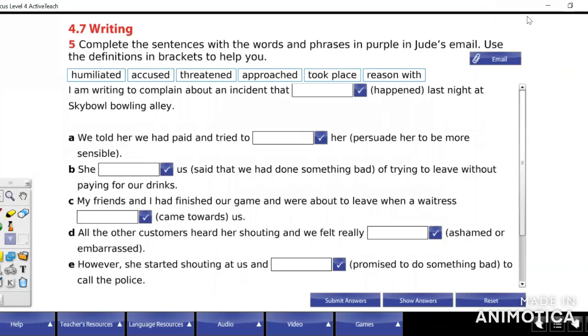So, "I'm writing to complain about an incident that happened last night at the Sky Bowling Alley." Now, we are looking for a word which means the same as "happened." So we have a couple of things, and what we noticed is all of them are verbs, so that's not going to be helpful. What can I point out as well? If you look at the list, "reason with" is the only one which isn't in the past tense. So that can be useful, right? So what happened? If you know, good.